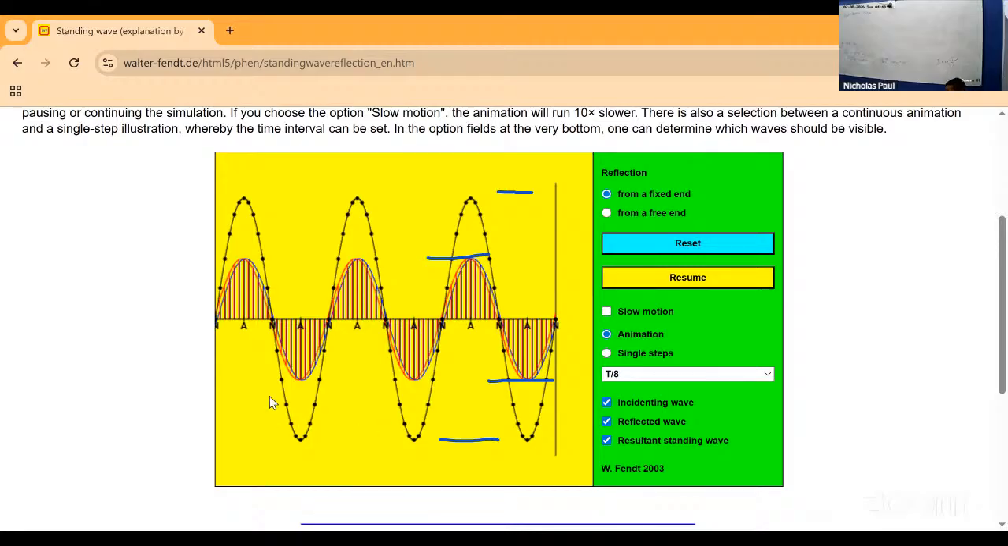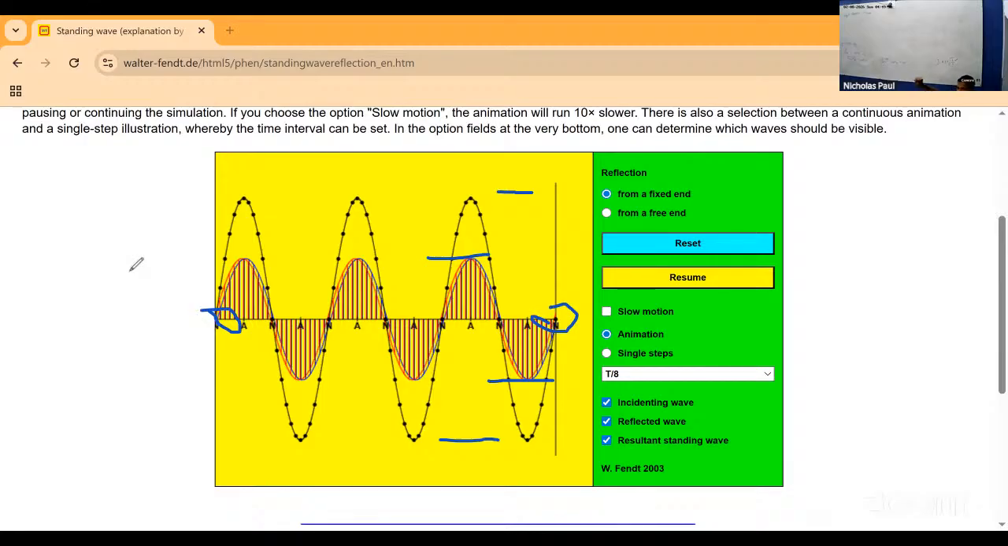What you will notice is that both ends are fixed. This end here is fixed, and this end here is fixed. So it's like a rope with both ends fixed, and so you always have nodes there.